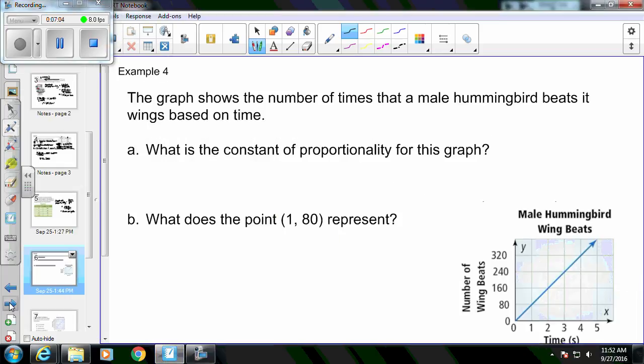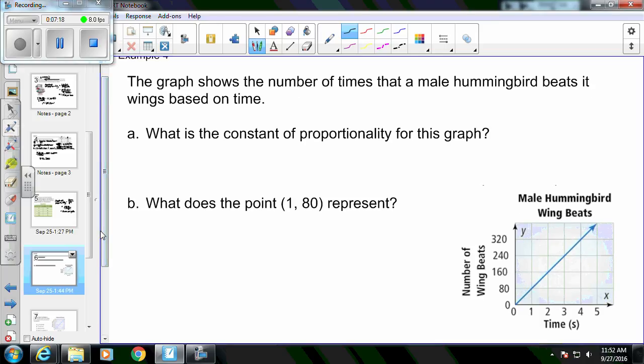Now let's relate this to a graph. We have the graph showing the number of times a male hummingbird beats its wings based on time. What is the constant of proportionality for this graph? Okay, so we have to recognize, here is my y value, here is my x value. The number of wing beats depends on the number of seconds, or the time.